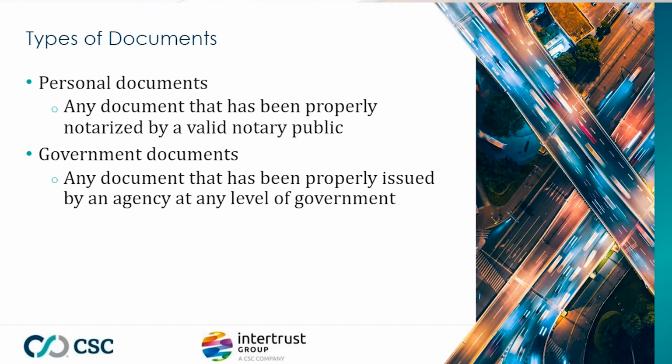So let's first talk about the different types of documents that you might need to have authenticated, legalized, or apostilled. And those can be personal documents or government documents. The personal document has to be properly notarized by a valid notary public. The government documents are documents that have been issued by an agency at any level of the government, so properly issued over there. So not just screen prints or prints off, something like that, but truly issued by that government agency.